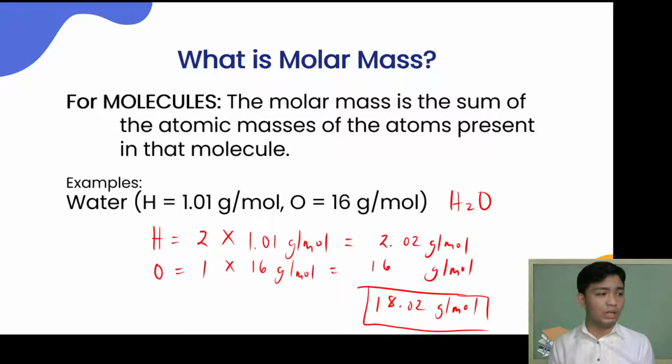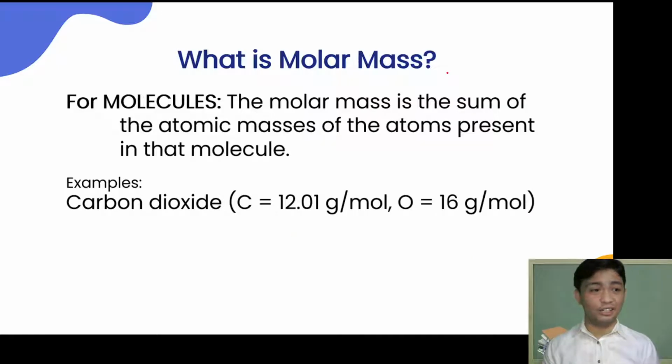So 1 mole, 6.022 times 10 raised to 23 na molecules ng water. Ang timbang doon is 18.02 grams per mole. Okay? Ang molar mass rather would be 18.02 grams per mole. So kung gusto mo pala makakuha ng ganun kadami na molecules ng water, kailangan magkaroon ka ng 18.02 grams. Okay? So, try natin yung iba.